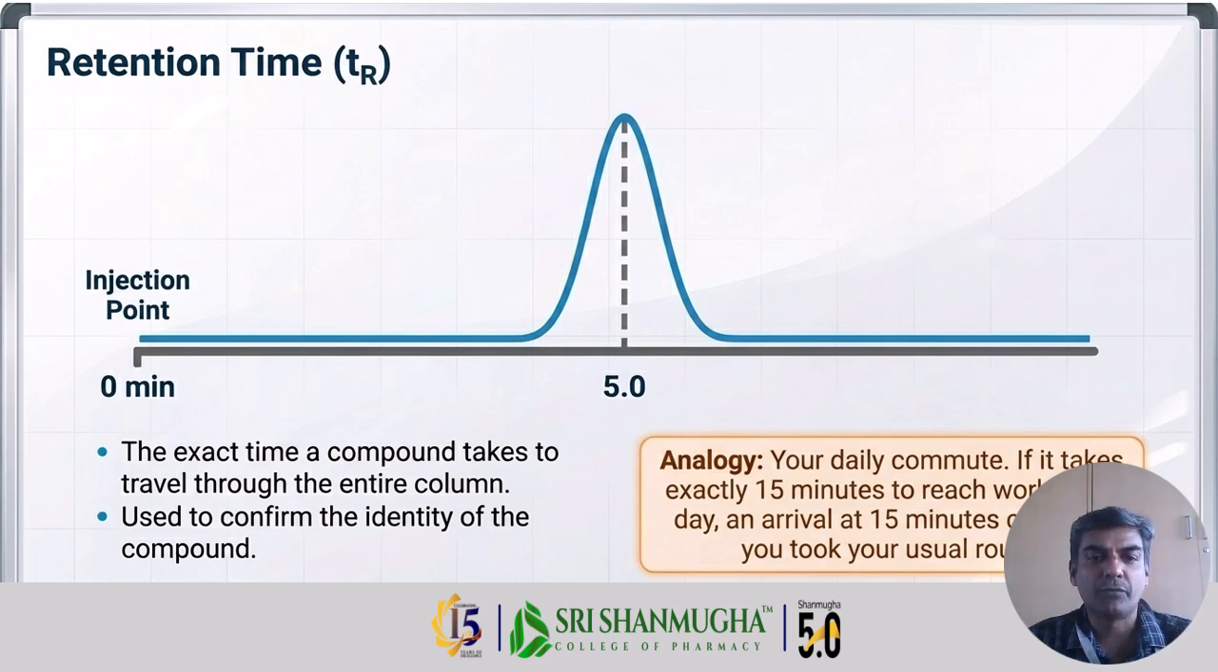This parameter is very important because it helps us identify the compound. If a standard drug always appears at a specific time, then a peak at the same time in the sample likely represents the same compound. Think of it like your daily commute. Reaching at the same time confirms you followed the same route. So retention time confirms identity.